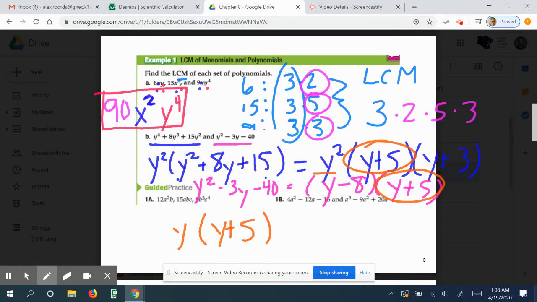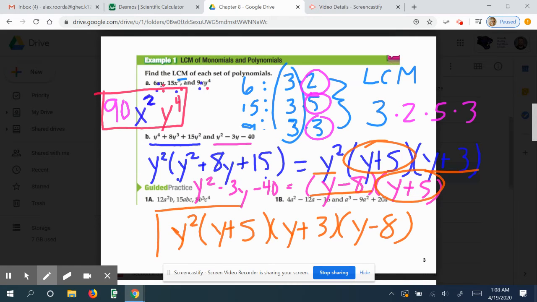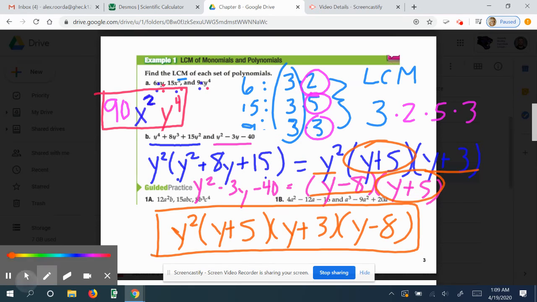So I have a y squared, and I'm going to put that in front because I don't like that kind of in the middle. And I have a y plus 3, and then I have a y minus 8, right? That is just all of my least common multiple, okay? All right, a couple guided practice problems that you can try too.